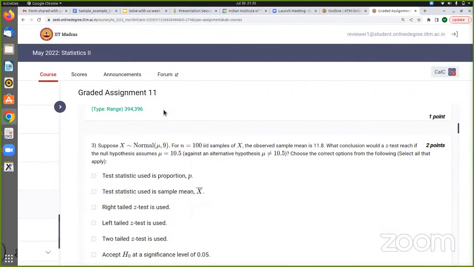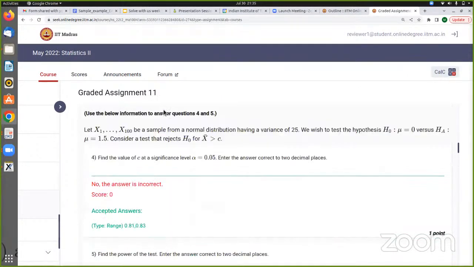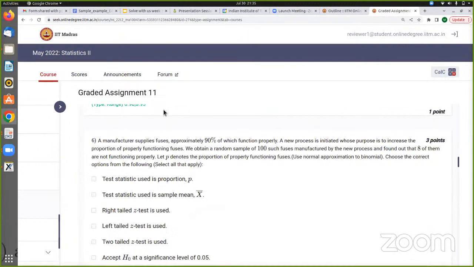Slowly. I think this is not given, right? Only where there is a proportion test. Yeah, yeah, this one only. I think this one only. Right. Yes, yes. I'm able to. Yeah, yeah.